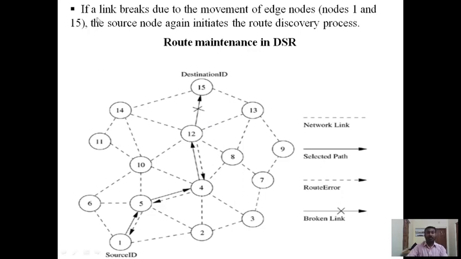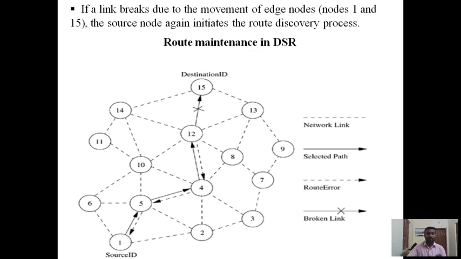And if a link breaks due to the movement of edge nodes, node 1 and node 15, the source node again initiates the route discovery process. So in the dynamic source routing protocol, we have route maintenance. Once you have established the route from source to destination, route maintenance is also available in the dynamic source routing protocol. Why do we want to maintain it? Because of the regular movements, since we are discussing the concept in a wireless environment. In the wireless environment, all the nodes are movable, mobility is there.